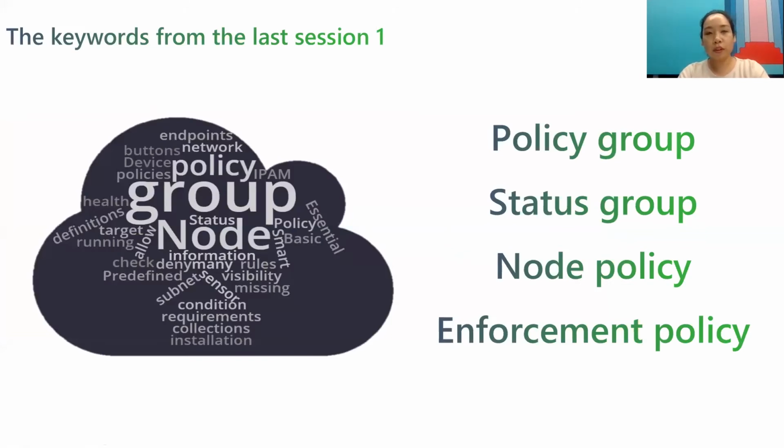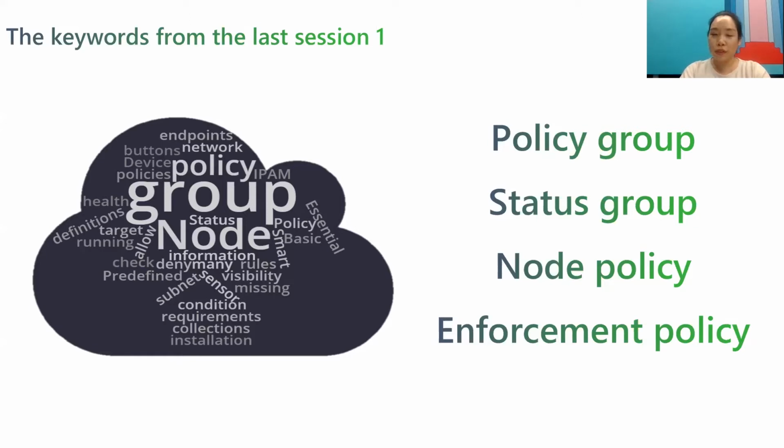Before we start today's session, we will quickly review what we learned in session 1. I gathered some keywords from session 1. Once you decide to create a policy, you first need to create the group. Genian provides two types of group. The first one is the policy group, which is about the node information. And the other one is the status group, which is about the node condition.